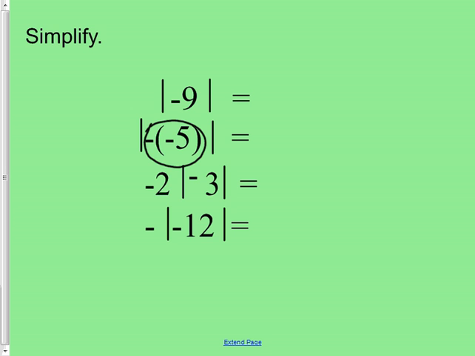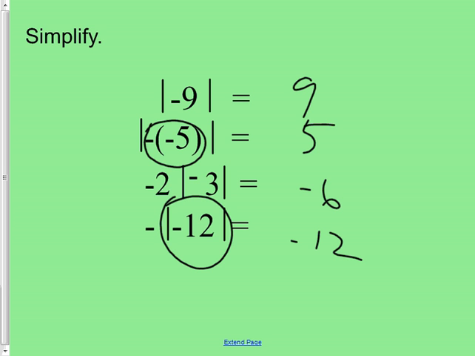The last one is the wrong sign. Okay. All right. 9, 5, -6, and -12. This one's the trickiest one. That comes out to +12. Then you make it the opposite. So it's -12. All right. Moving on.